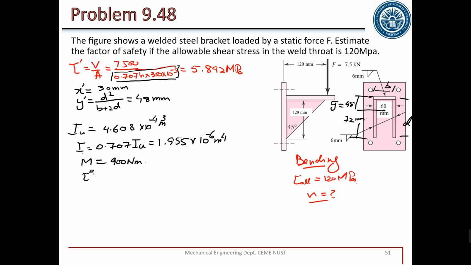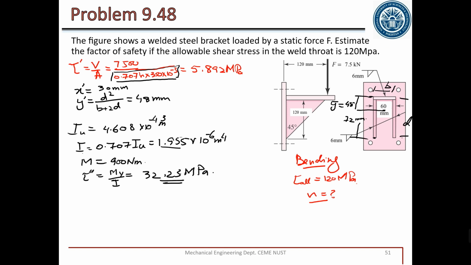Tau triple prime in this case is equal to M Y by I. What is M? 900. What is I? I is 1.955 into 10 power minus 6. And what is Y? Y is the largest distance of the edge from this O. The distance is not 48, it is equal to 72, because 72 is the largest distance. So the maximum bending stress is here on the bottom edge, not on the top edge. So 900 into 72 mm divided by I, substituting all the values, will give us tau triple prime equal to 32.23 MPa.